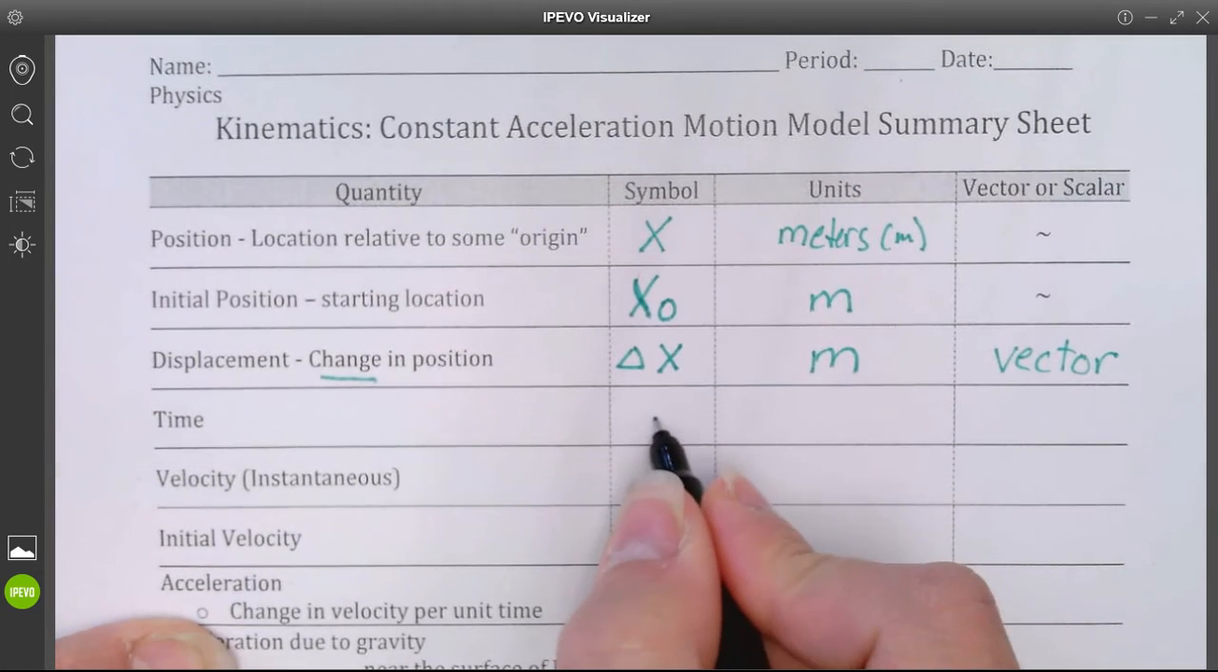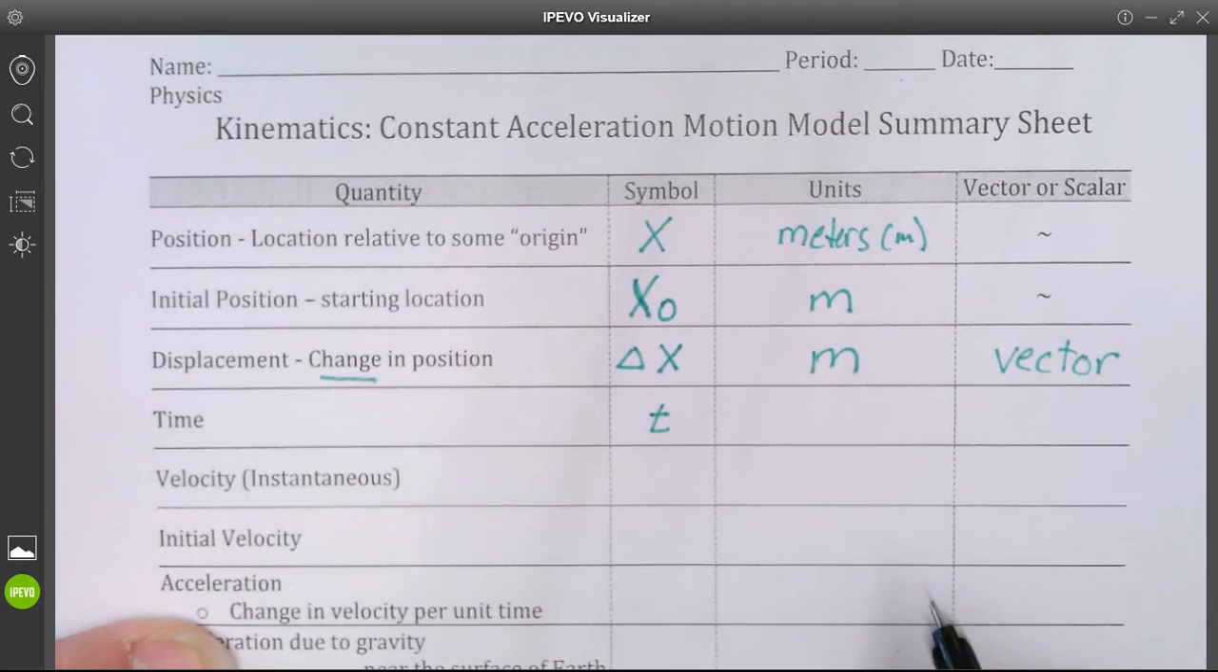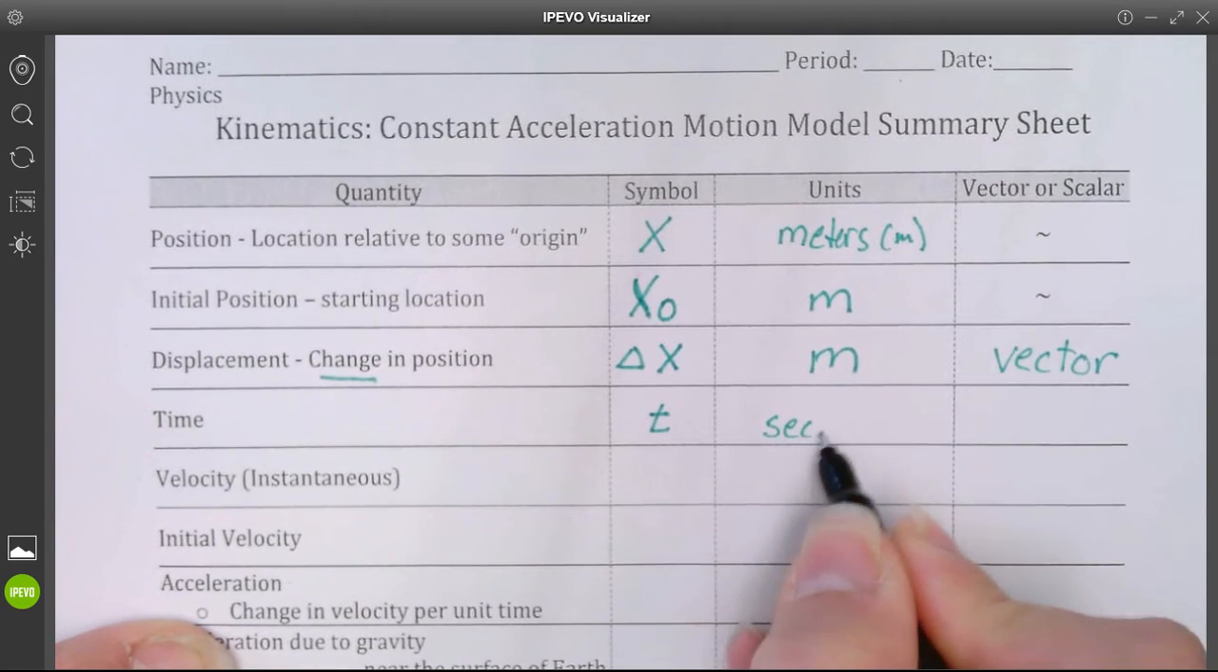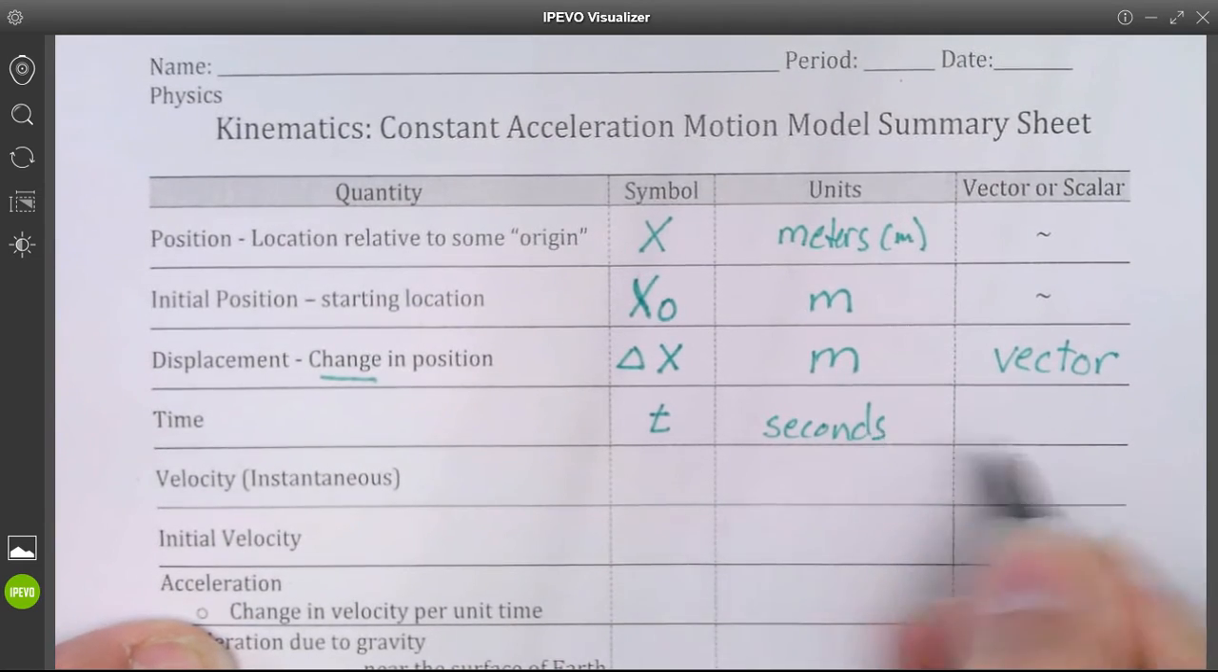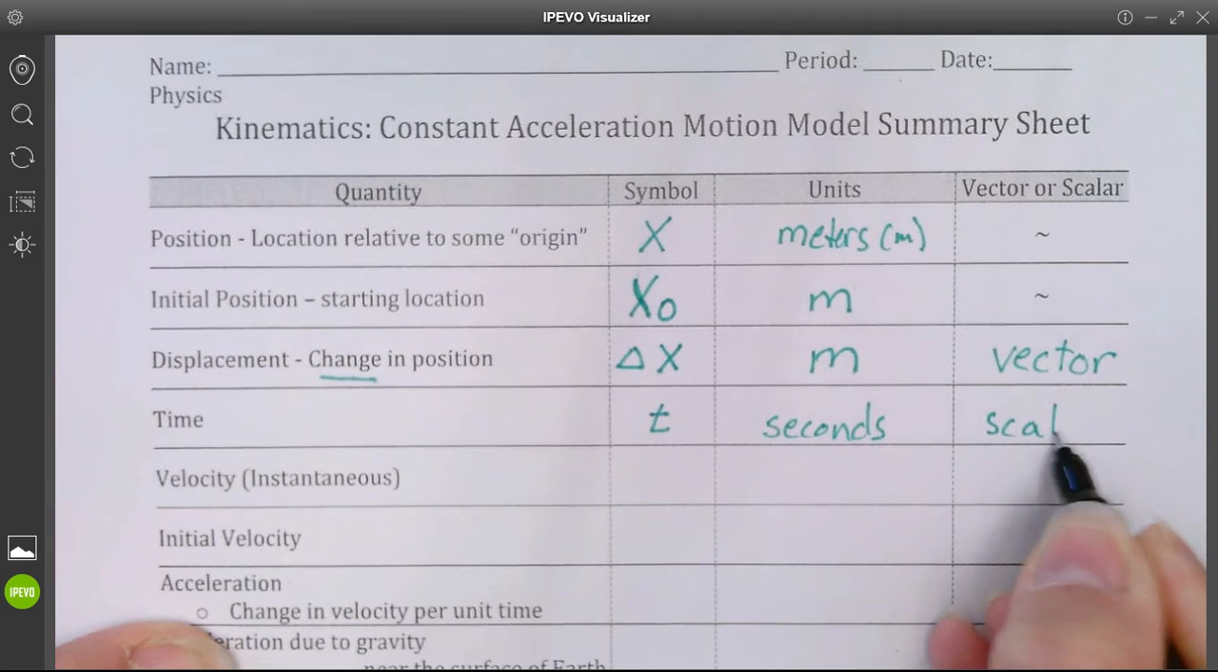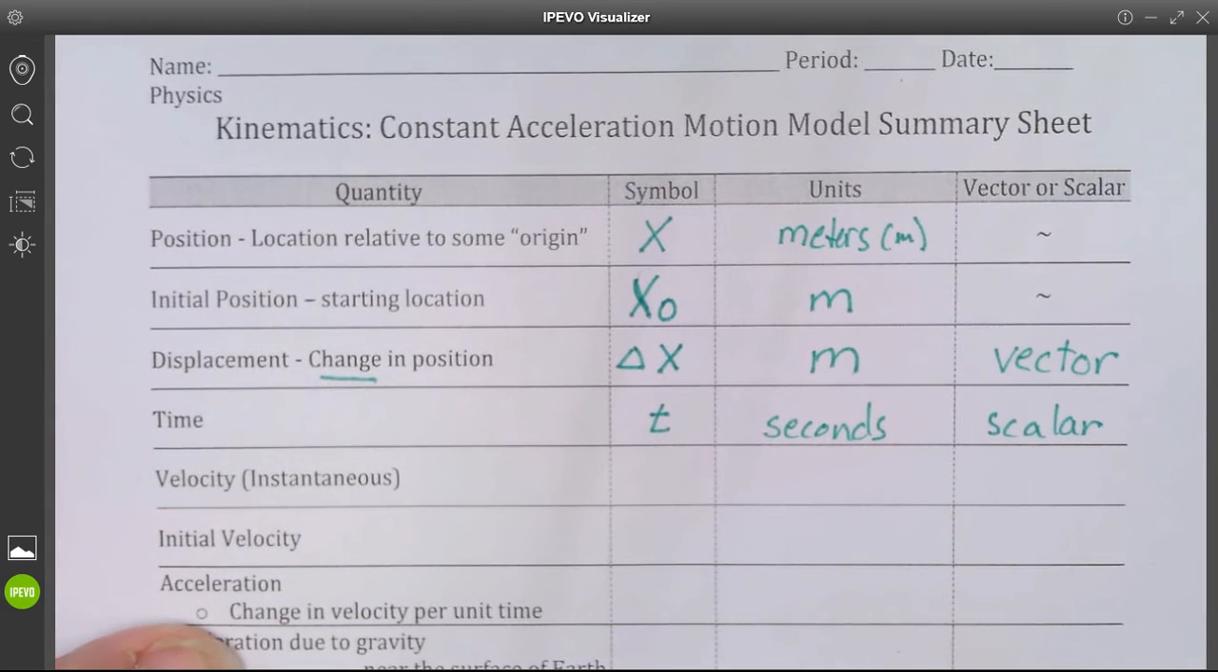Time, we're just going to use a lowercase letter t, and this is going to be in seconds. And time is a scalar. Time doesn't have direction. No such thing as time up, down, left, right, backward, forward. We can't go back in time. So at least for now, time is still a scalar.